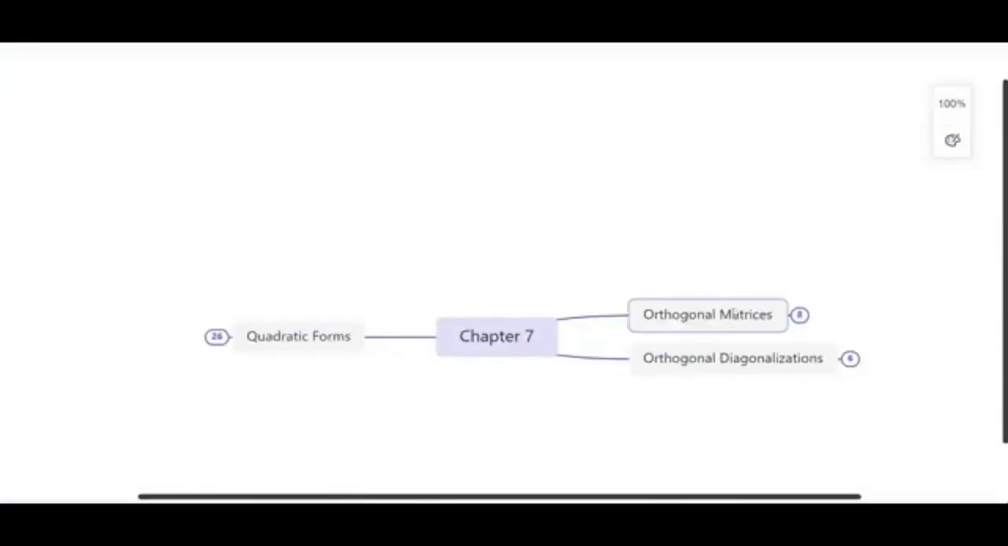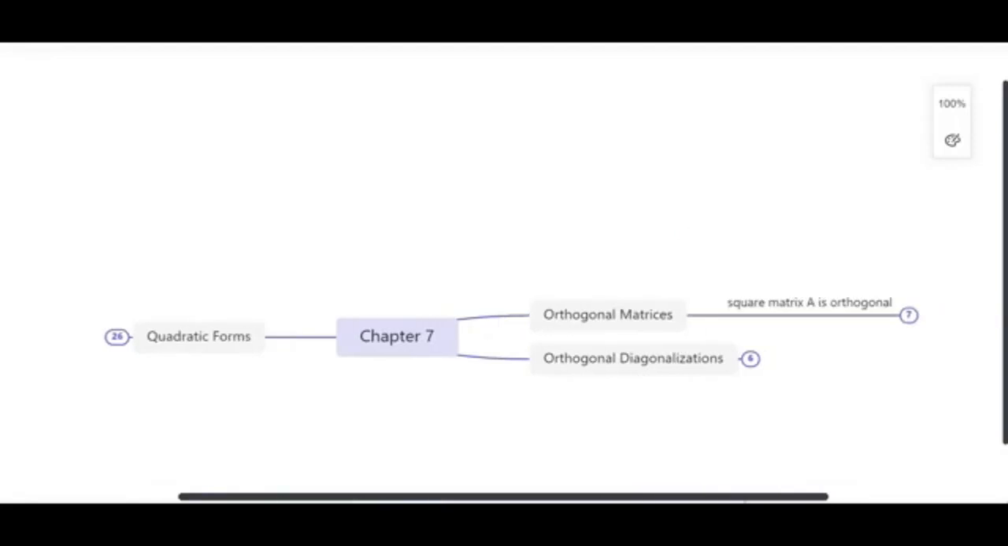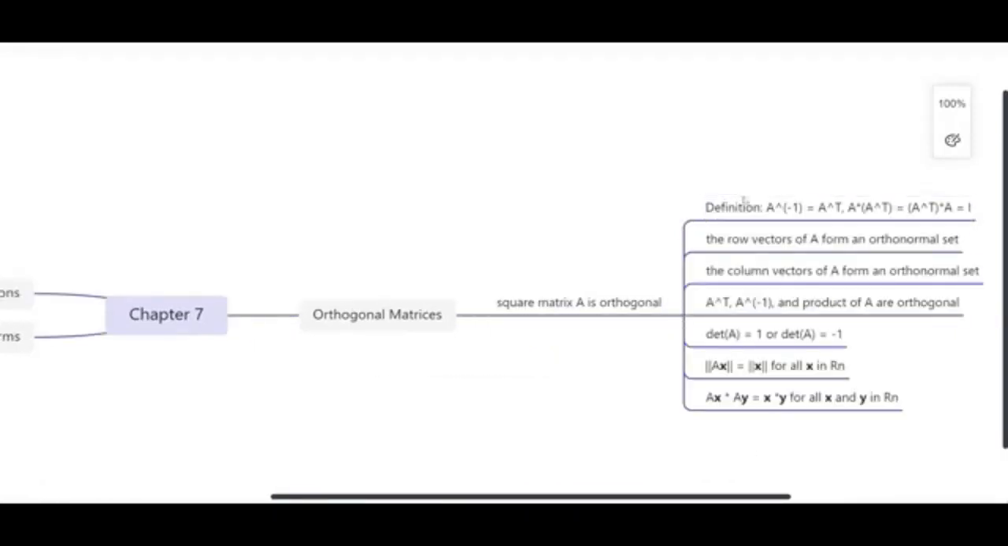My name is Yunyu'er. I'm gonna talk about Chapter 7 in details, which is talking about diagonalization and quadratic forms. First, we need to know the definition of orthogonal matrix. A square matrix A is said to be orthogonal if its transpose is the same as its inverse.